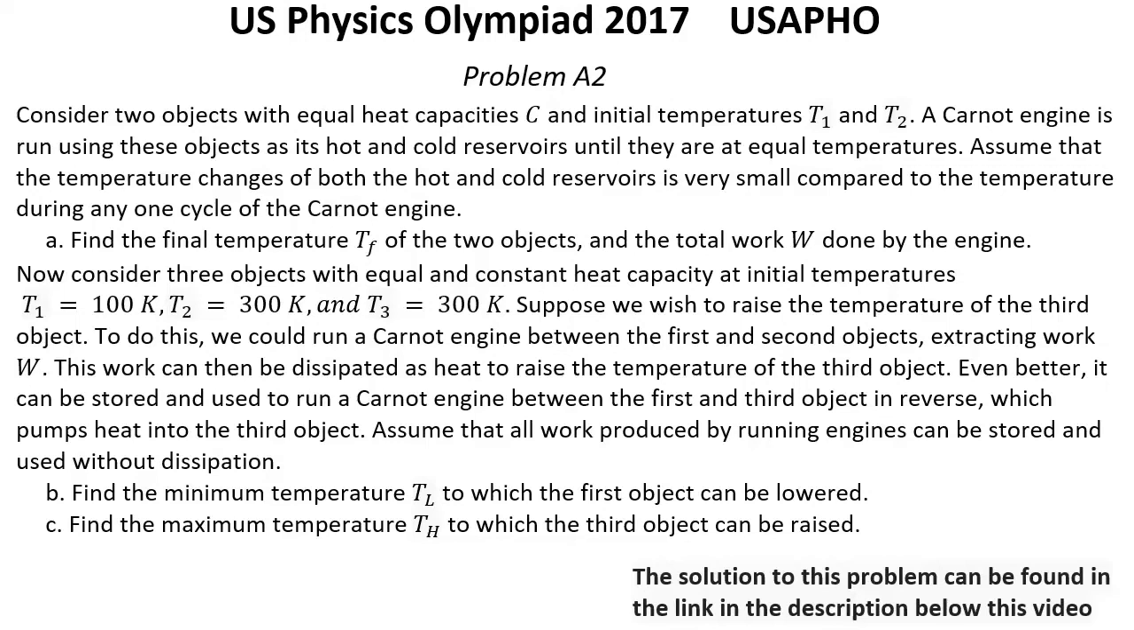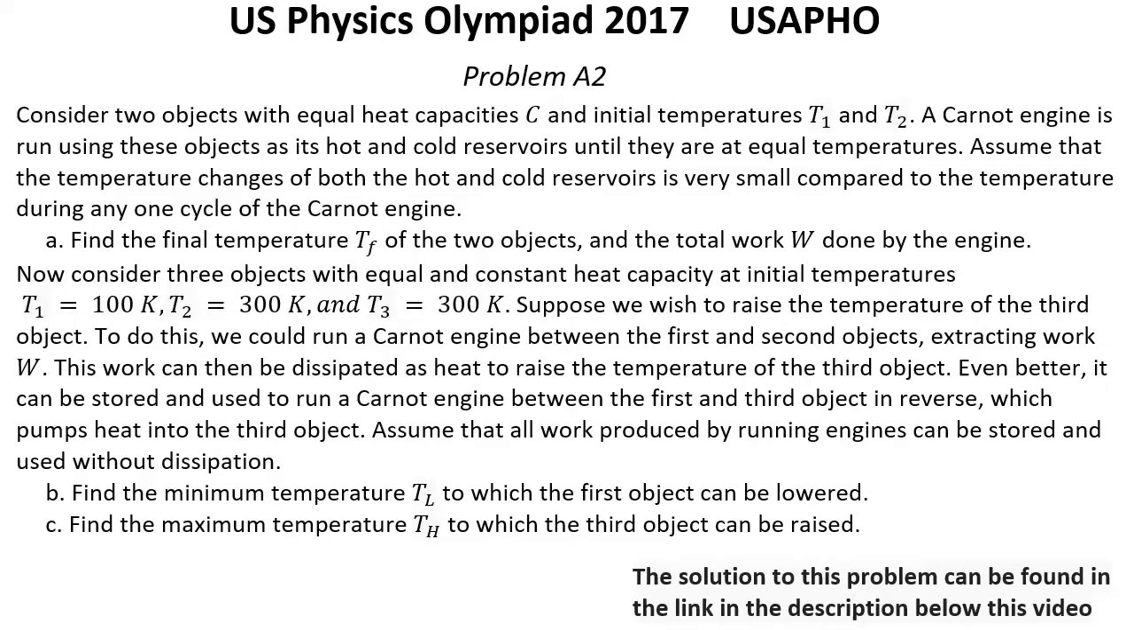Now consider three objects with equal and constant heat capacity at initial temperatures T1 equal 100 Kelvin, T2 equal 300 Kelvin, and T3 equal 300 Kelvin. Suppose we wish to raise the temperature of the third object. To do this, we could run a Carnot engine between the first and the second objects, extracting work W. This work can then be dissipated as heat to raise the temperature of the third object.